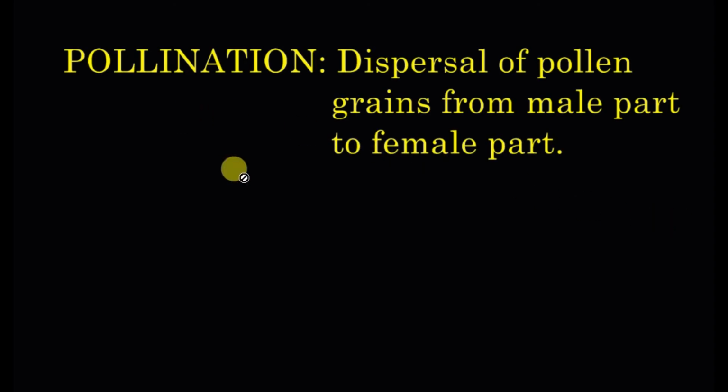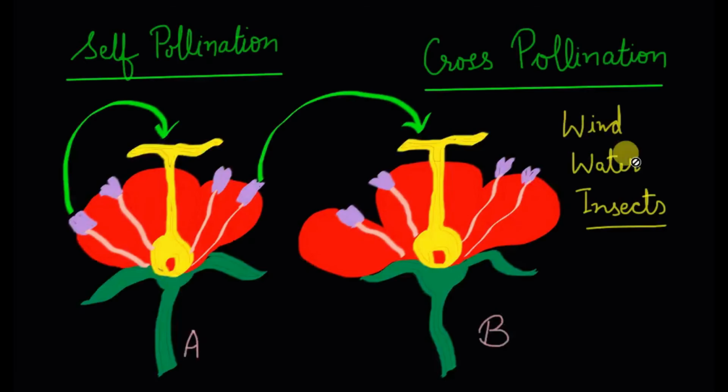Right now, the important point is how these pollen grains will reach the female part. So dispersal of pollen grains from the male part to the female part is known as pollination. This pollination is of two types, self-pollination and cross-pollination. If pollination occurs within the same flower, then it is self-pollination. If it occurs with another flower, then it is known as cross-pollination.